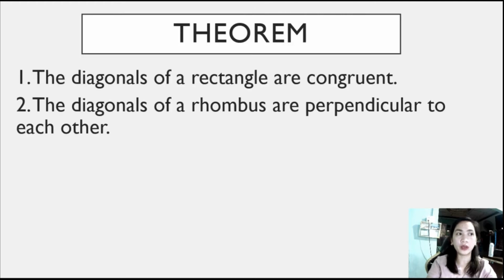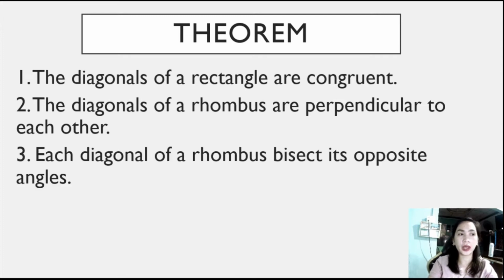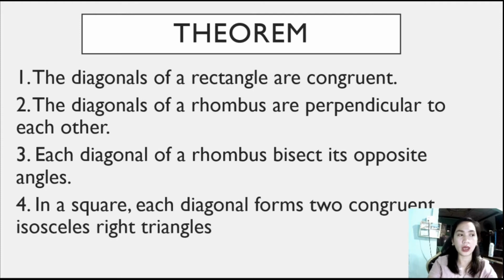So what are the theorems that we're going to prove? First, the diagonals of a rectangle are congruent. Second, the diagonals of a rhombus are perpendicular to each other. Third, each diagonal of a rhombus bisects its opposite angle. And lastly, in a square, each diagonal forms two congruent isosceles right triangles.